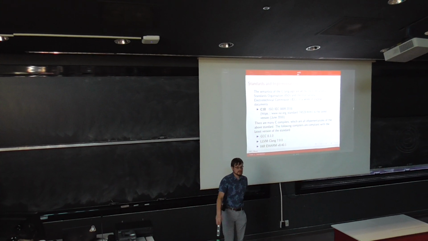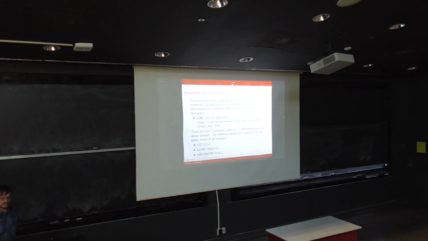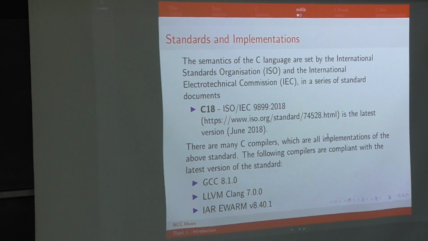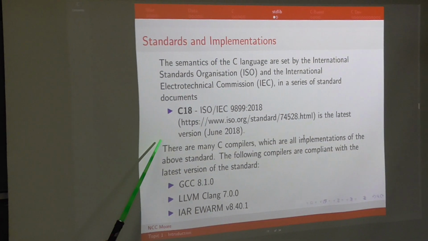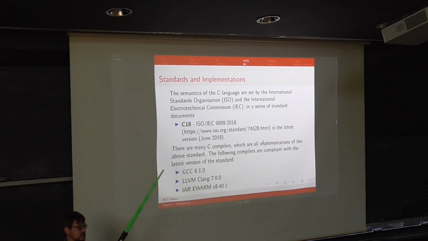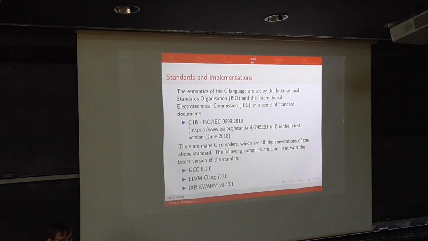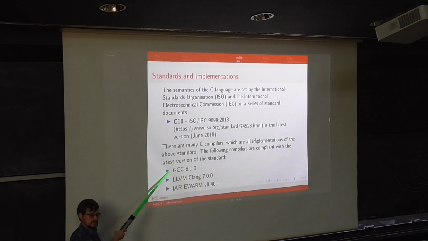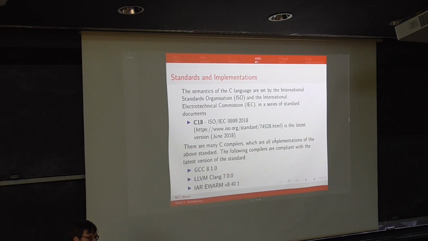The semantics of the C language are set by the International Standards Organization, ISO, and the International Electrotechnical Commission. These are bodies which you will come to be familiar with in your practice as engineers. C18 is the most recent version of the C standard. As of the creation of the slides, which was only a couple of years ago, there are only 3 C compilers which are compliant with the specification. GCC is the one that we will consider the standard compiler for this class. This is the GNU Compiler Collection. It is the standard compiler used in Unix and Linux operating systems.